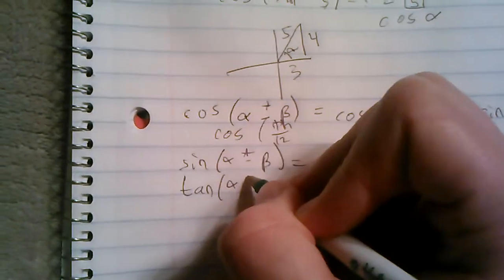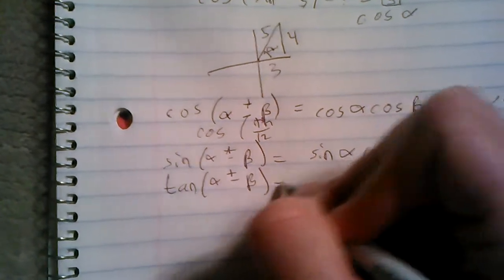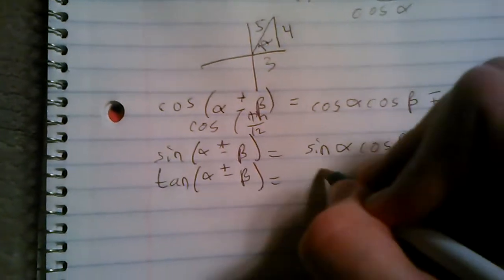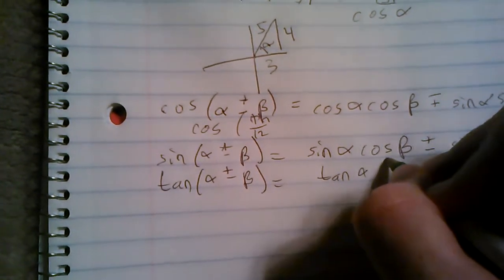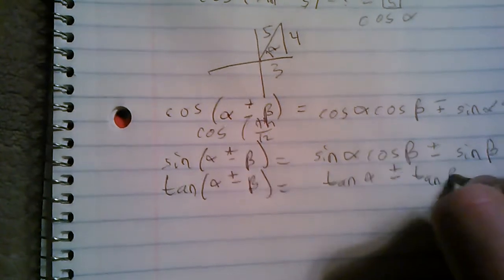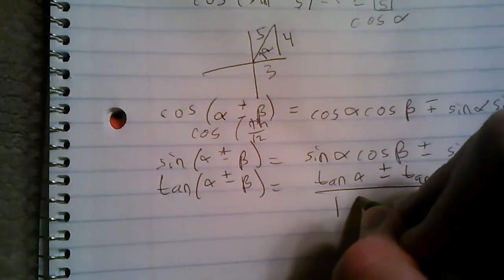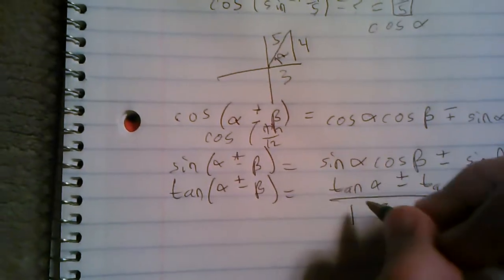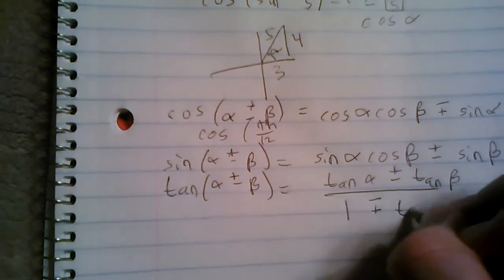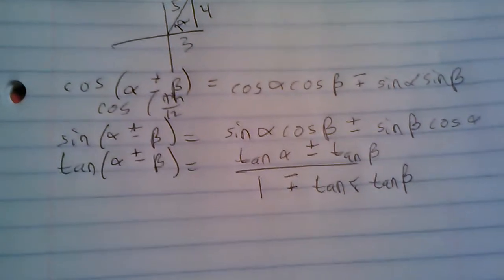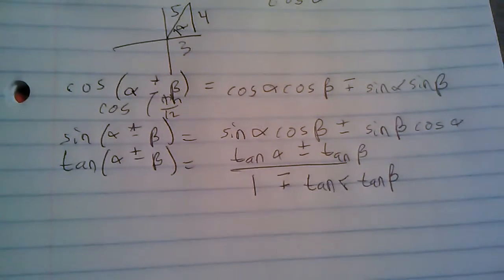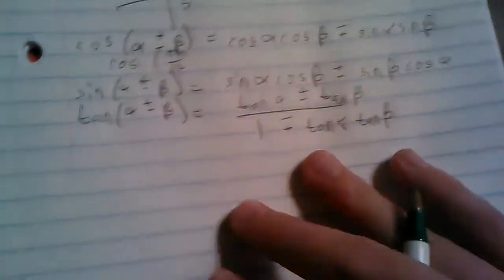For tangent of alpha plus or minus beta, that's going to equal tangent of alpha plus or minus tangent of beta over 1 minus plus, so if this is plus, it's a minus. If it's minus, it's a plus. Tan of alpha, tan of beta. So these are just basic identities that if we see something, we could maybe change it into something that makes more sense when we're deriving. It's just stuff we should know.